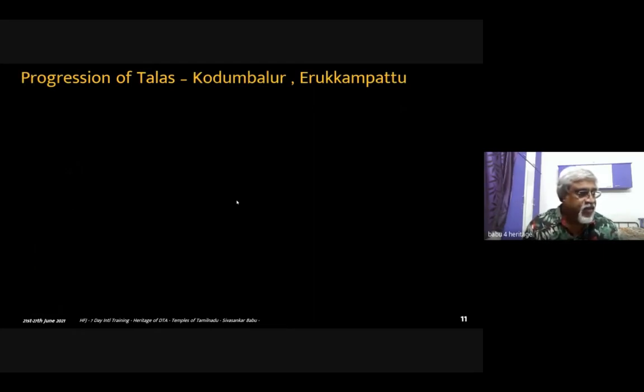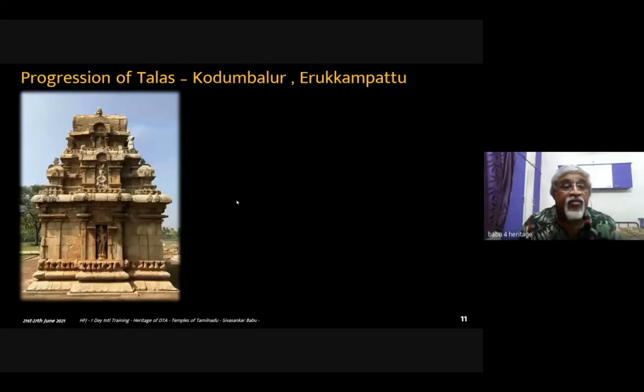So we see some more temples. We have seen this temple earlier, Kodumbadur. This is our favorite temple. So how many talas are there? 1, 2. And if you see this, this is the Bhadra Sala, it has been raised. The Bhadra Sala is of higher height than the kutas around here. That is another point.